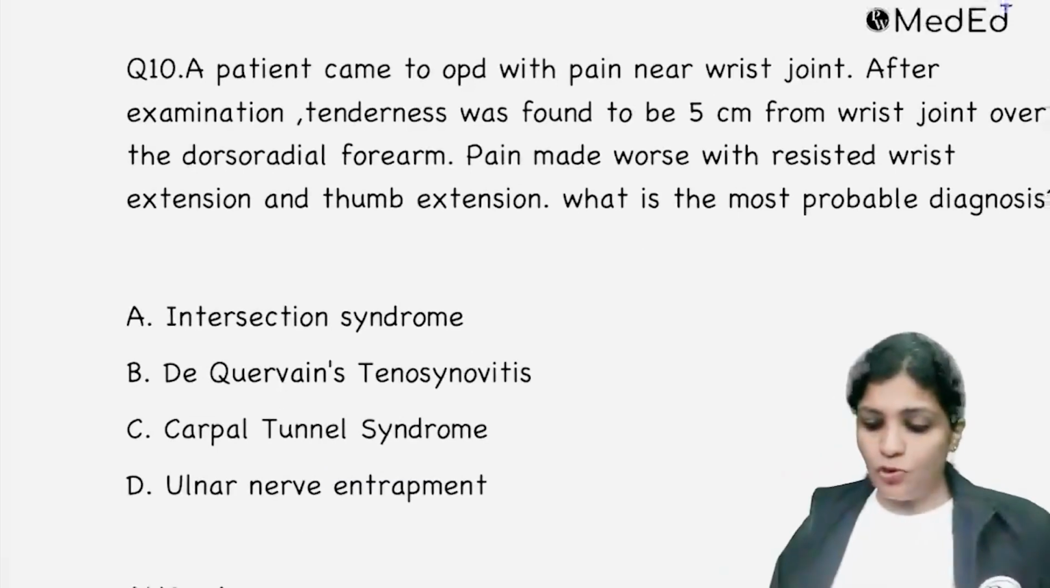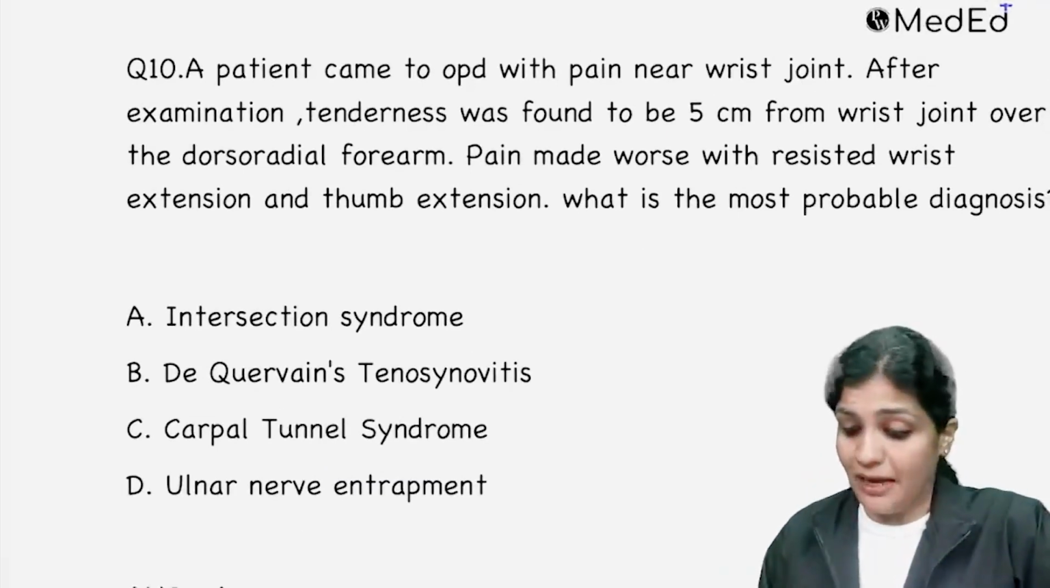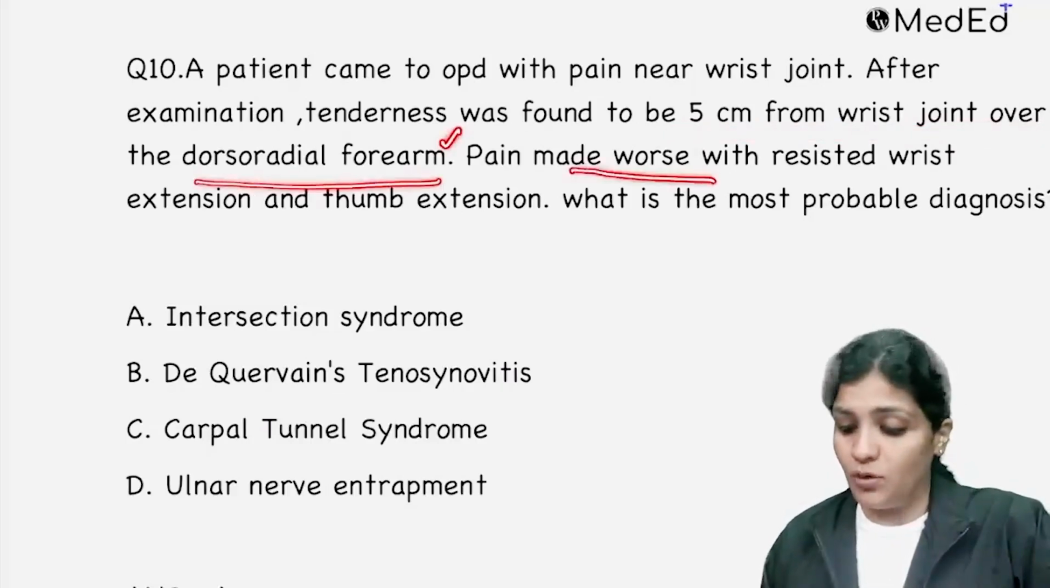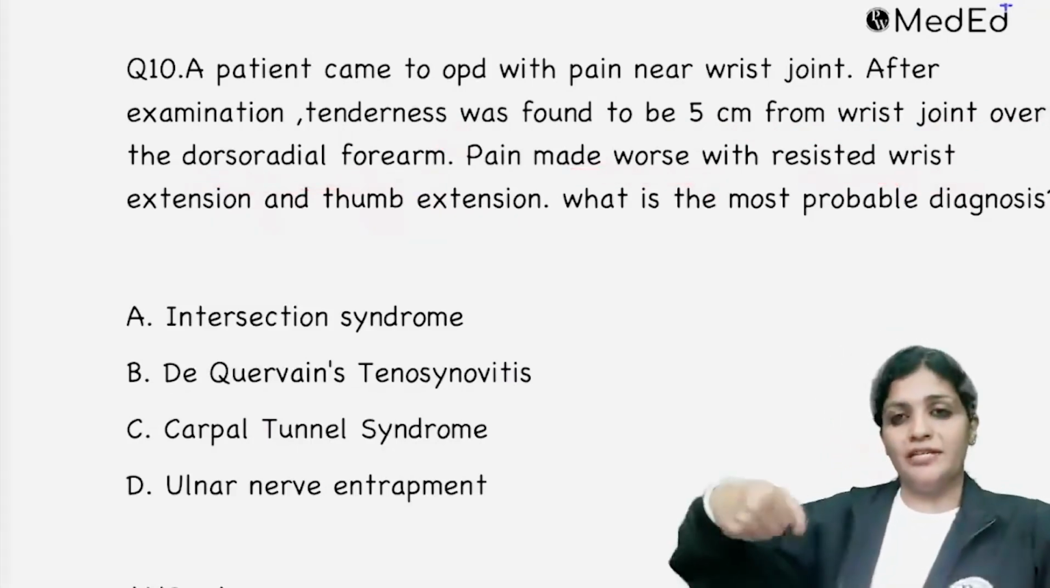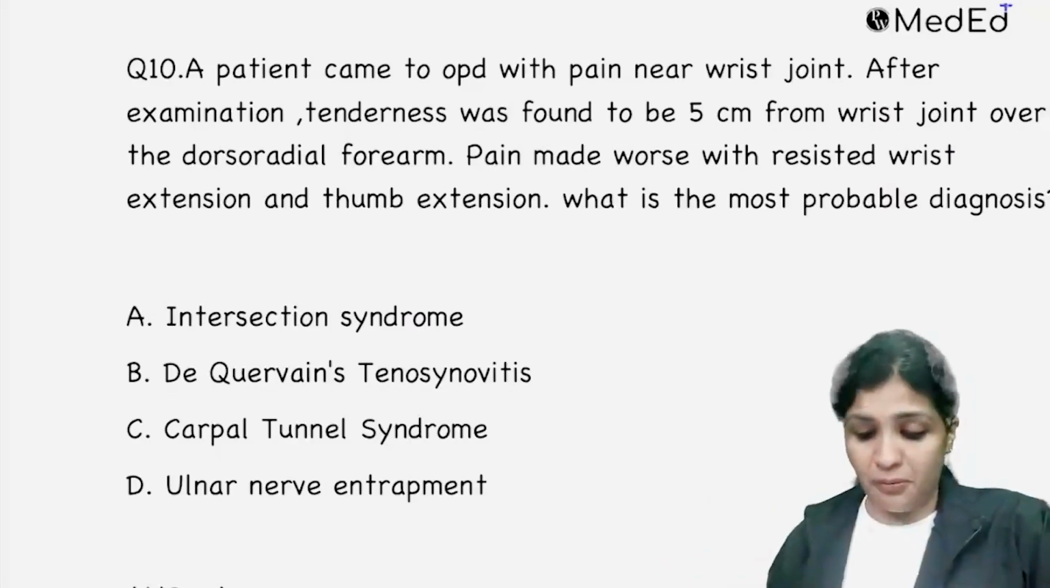Next, a patient came to the OPD with a pain near the wrist joint. After examination, tenderness was found to be at 5 centimeters from the wrist joint over the dorsoradial forearm. Pain was made worse with resisted wrist extension and thumb extension. So whenever there is wrist extension and thumb extension, the pain was worse. What is the most probable diagnosis?